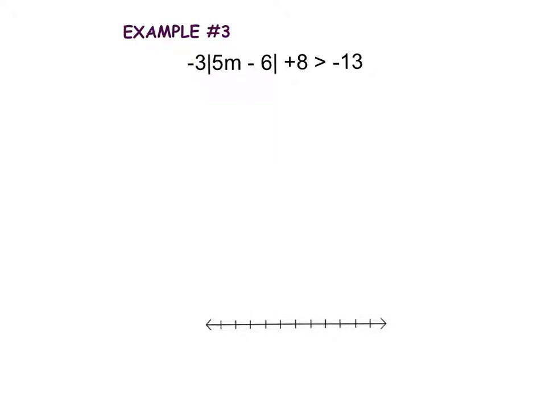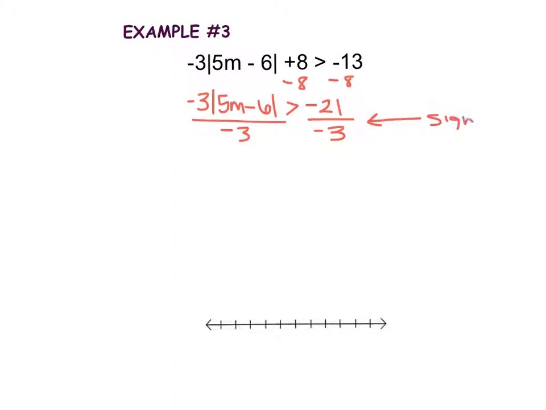So remember, our first step is to always get the absolute value by itself. So we're going to subtract 8 from each side. So we have -3 times the absolute value of 5m minus 6 is greater than -21. We then divide each side by a -3, which I remember if I divide both sides by a negative, we're going to have a sign switch. So here I'm going to have the absolute value of 5m minus 6. My sign is going to switch, so I have less than 7.